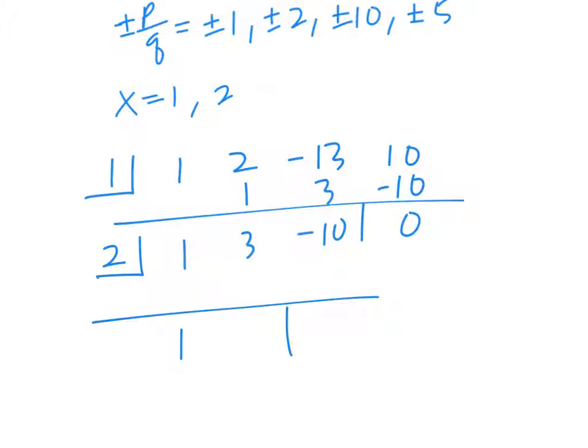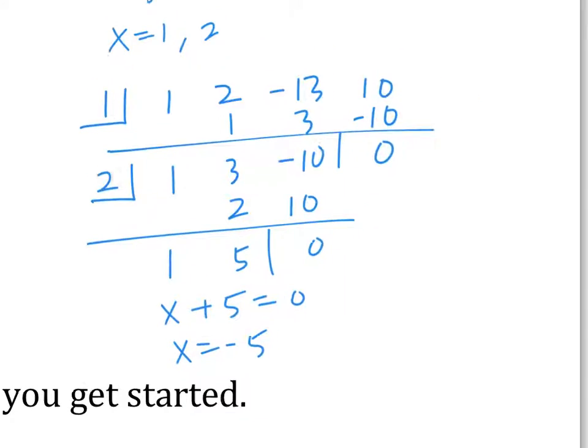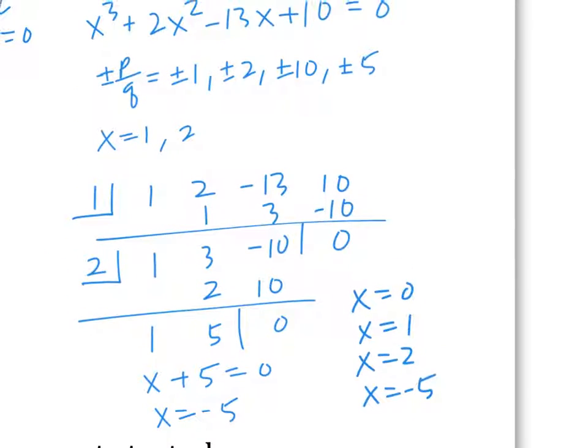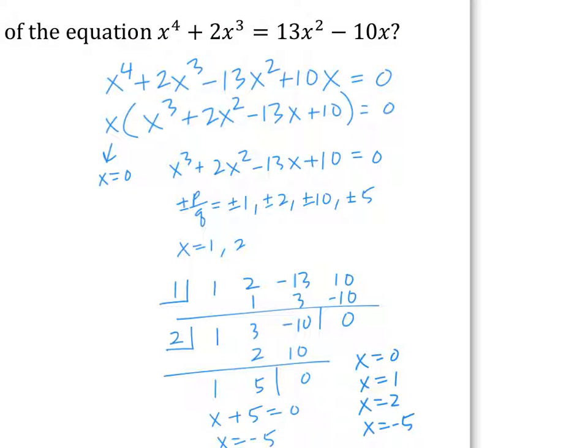So 1, 2, 5, 10, 0. You can start with 2 if you want, it will still work. So x equals negative 5. That means we have x equals 0 from the beginning, x equals 1, x equals 2, x equals negative 5. How many roots are we supposed to get from the question? 4. Did we get 4? Yes. So we're done.